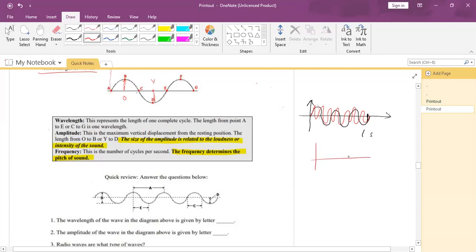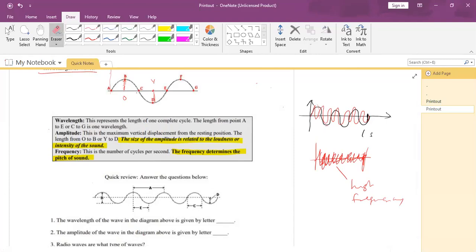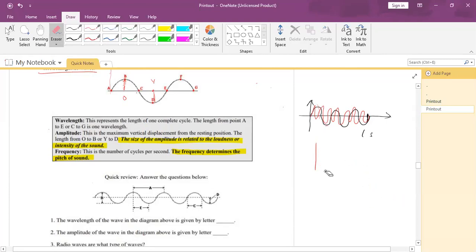I can even draw more in 1 second, and this one will be high frequency. You can have more cycles within the same 1 second. That's why I say the number of cycles per second is a frequency, and frequency determines the pitch of the sound. High frequency means the pitch is very high; low frequency, low pitch. So that's how you relate frequency to the sound that we hear. Excellent.